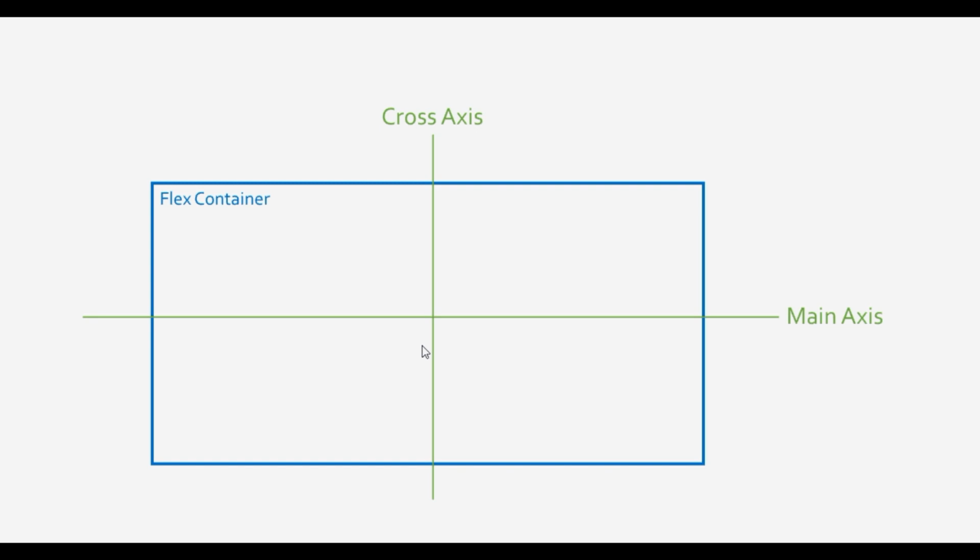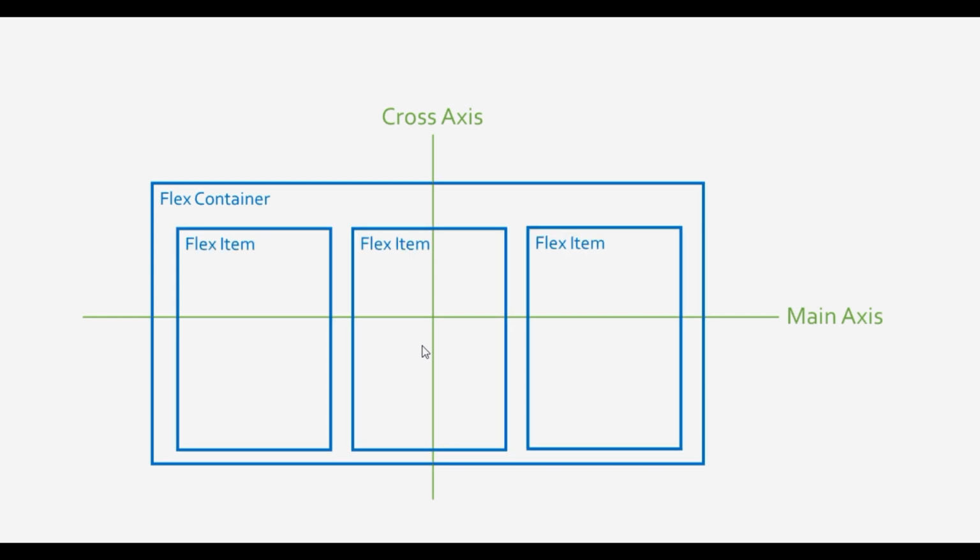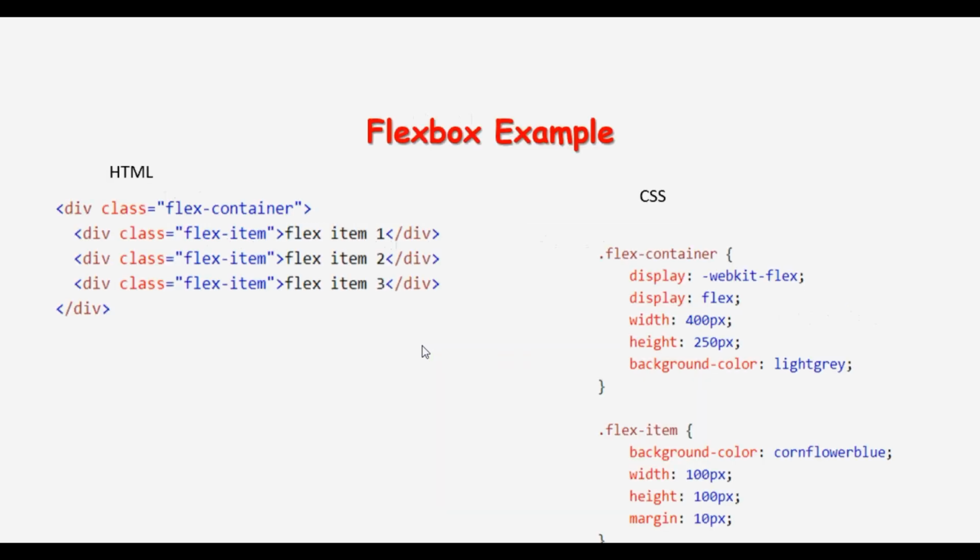We can divide the layout into the cross axis and the main axis. The vertical line shows the cross axis, while the horizontal line shows the main axis. We are going to see a practical example of it. So you can see that we have a flex container, and the flex items are arranged along the main axis. This is an example of what we're going to do.